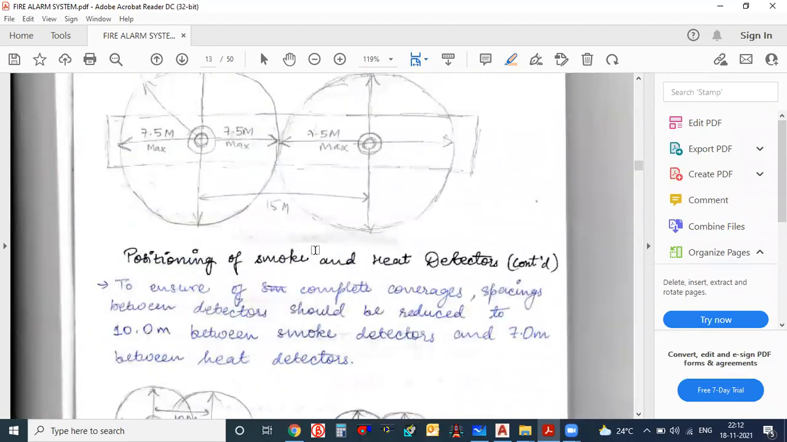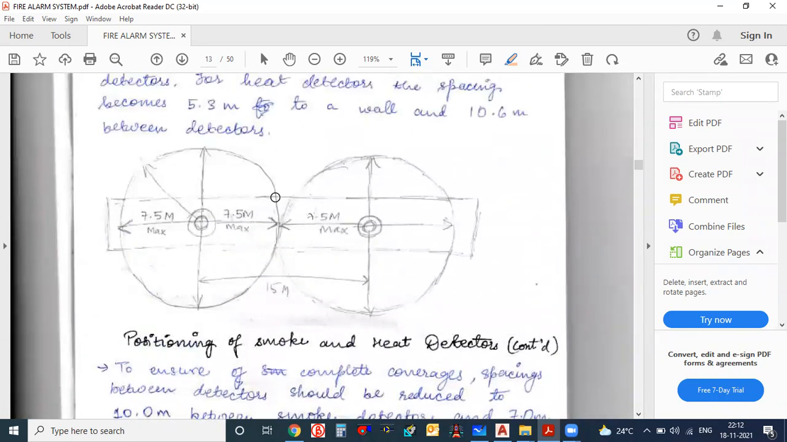Sir, one more question. Instead of using two detectors, smoke and heat, can't we use a single detector for both applications? You can use a multi-detector also. Multi-detector, smoke detector, heat detector.